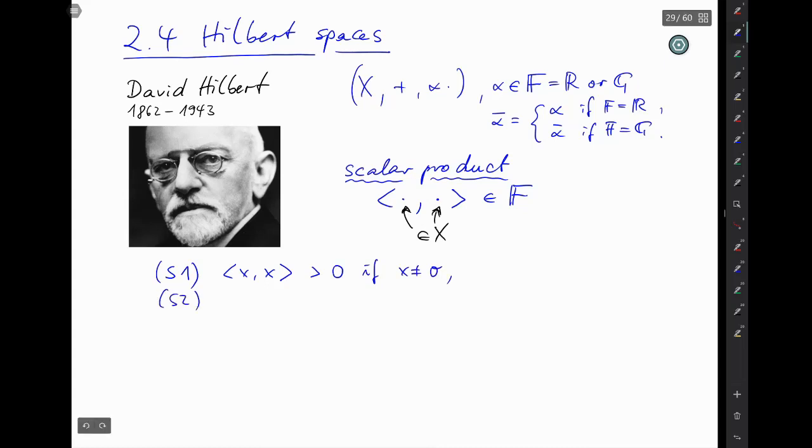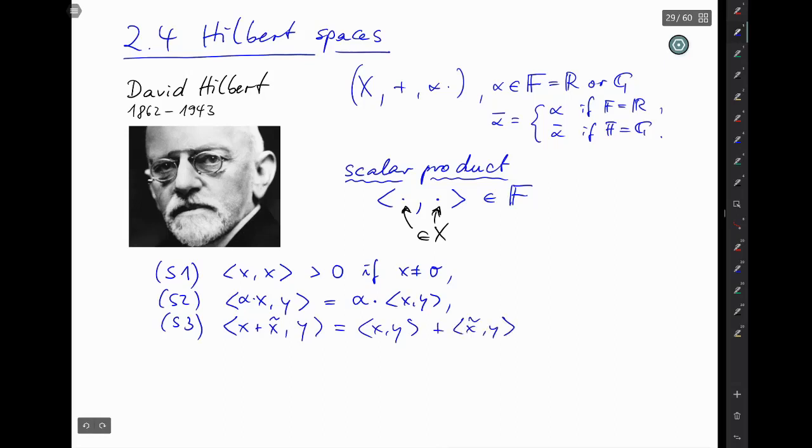Second axiom says that it has to be compatible with alpha times in the following sense. So the scalar product of alpha times x and y is just alpha times the scalar product of x and y. The third axiom says that it has to be compatible with plus. So let me say I have x plus another x, let me call it x tilde. And then scalar product with y just decouples into x comma y plus x tilde comma y.